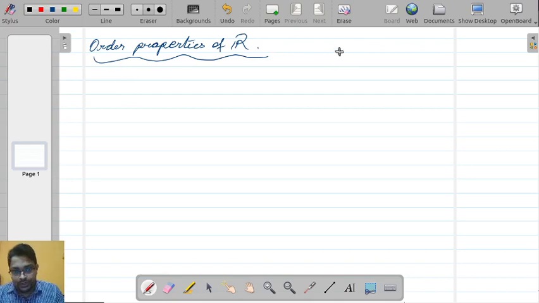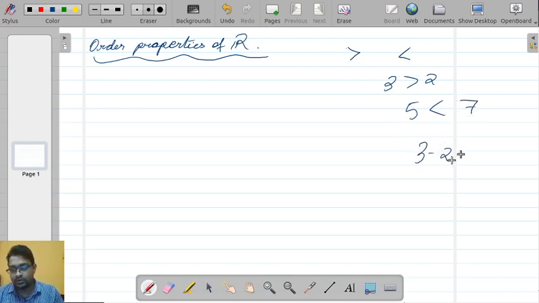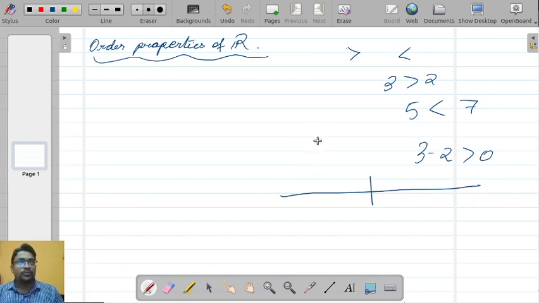Okay, so order properties are basically the less than, greater than things that we had done in our school level. Say 3 is greater than 2, 5 is less than 7. These things are known to us. So when we say 3 is greater than 2, this actually means 3 minus 2 is positive. So order property is basically the property of dividing the real numbers into 3 parts.